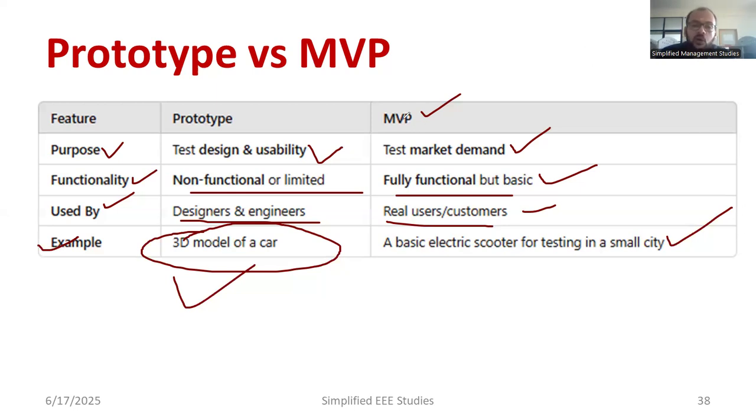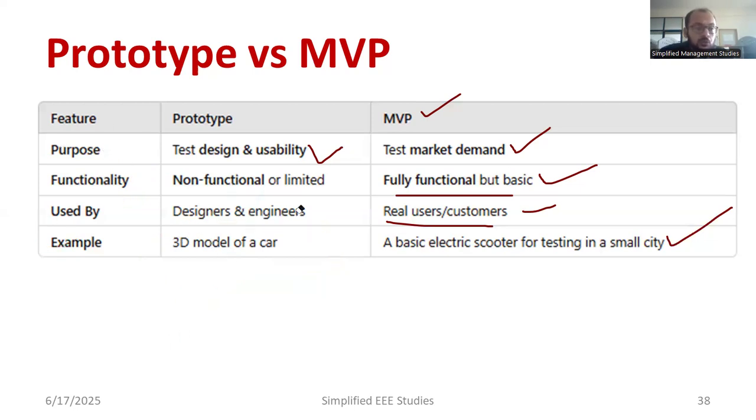That is an example of MVP. A toy car 3D model belongs to a prototype, whereas the basic scooter model is actually an example of MVP. MVP I can use and feel, but the prototype I cannot use. The usage is very limited. So these are the major differences between MVP as well as prototype.